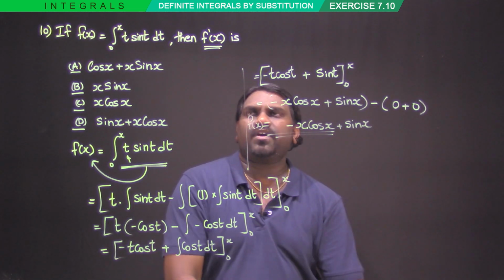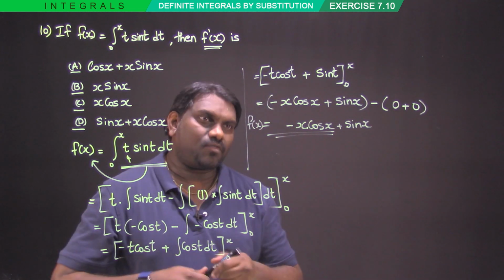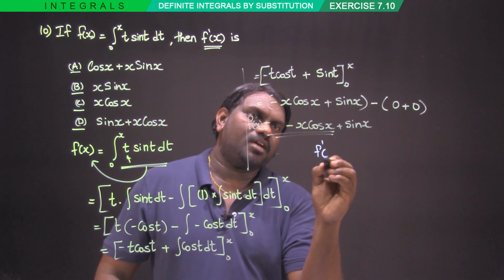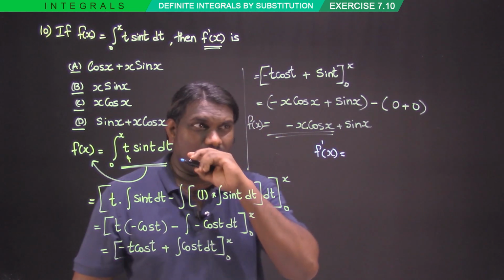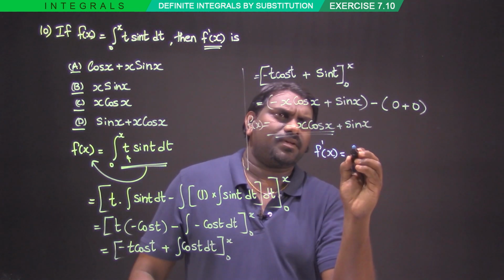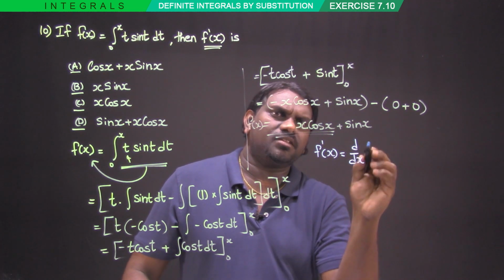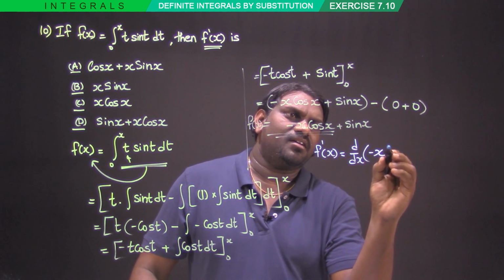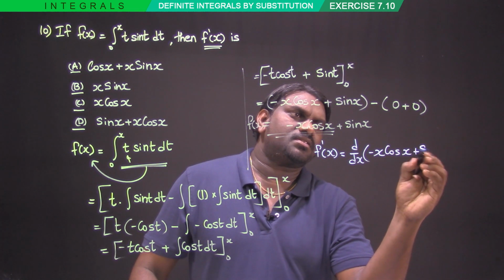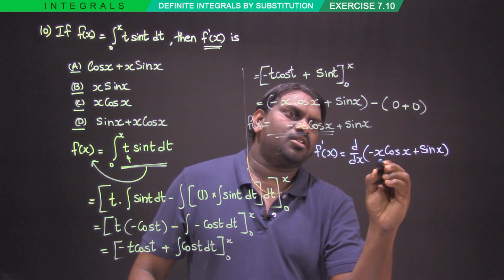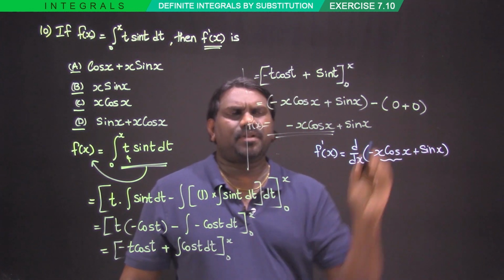And what is asked to find? You have been asked to find f dash of x dear. So for f dash of x, we need to differentiate. Go ahead and differentiate. X cos x plus sin x. How do we differentiate this one? Product rule. This one separately we can do it.